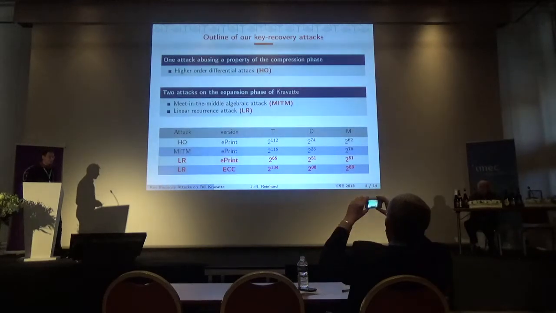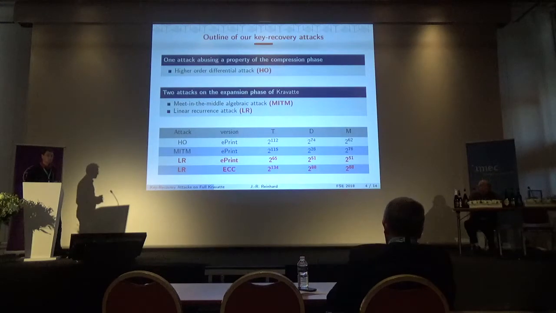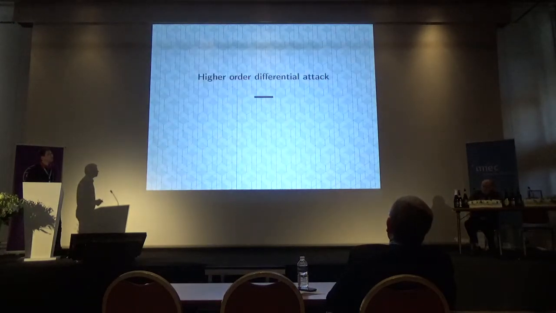So we are going to present attacks against Kravatte. One attack abuses a property of the compression phase, a higher order differential attack, and 2 attacks focus on the expansion phase of Kravatte: a meet-in-the-middle algebraic attack, and a linear recurrence attack. All these attacks recover the output key block, and they have complexities that are lower than the security claim. The best attack being the linear recurrence attack. So let's start with the higher order differential attack.